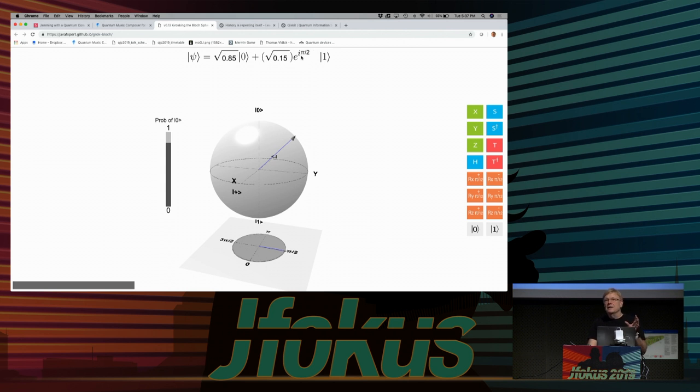pi is 180 degrees on a circle. It's always 180 degrees. So pi over 2 is just 90 degrees. So all this is saying is there's a 90-degree rotation in the phase. Okay, with me so far? Everybody okay? That's incredible. You guys are doing really well.